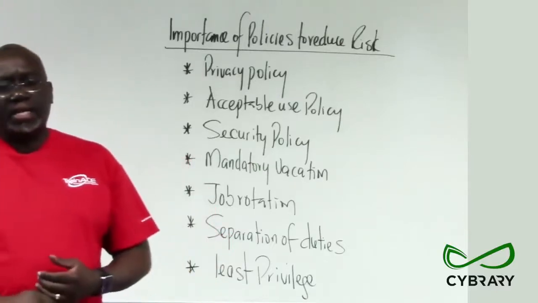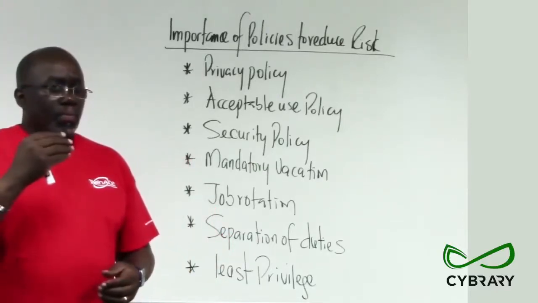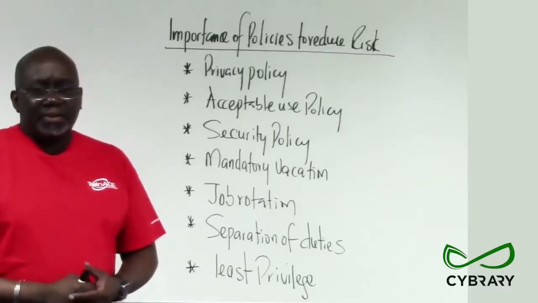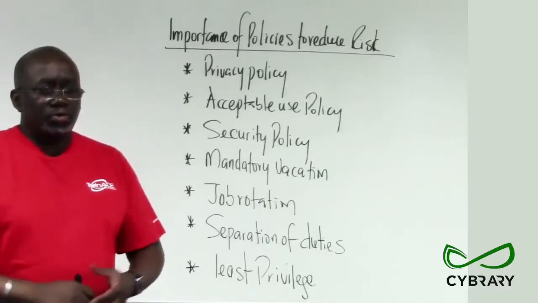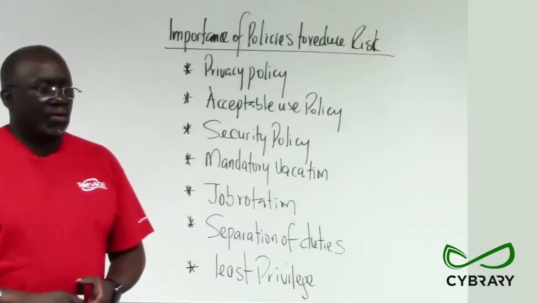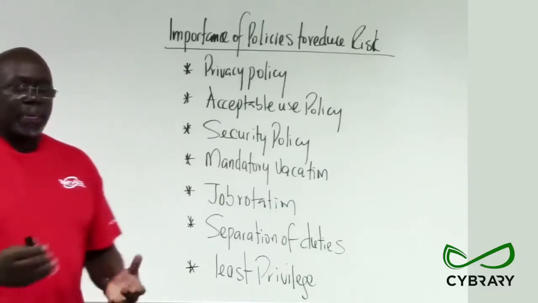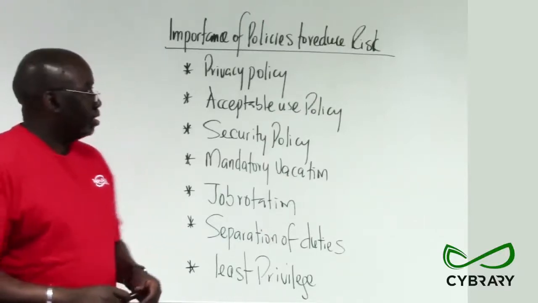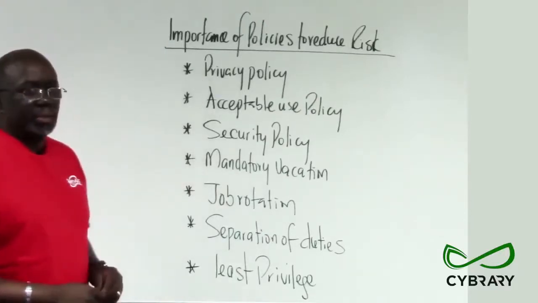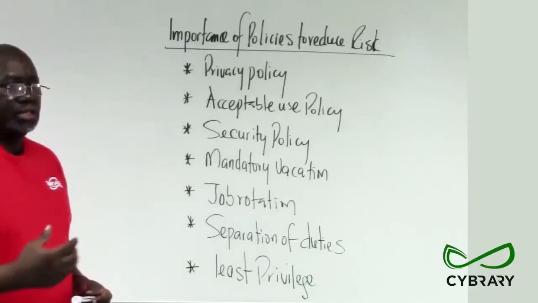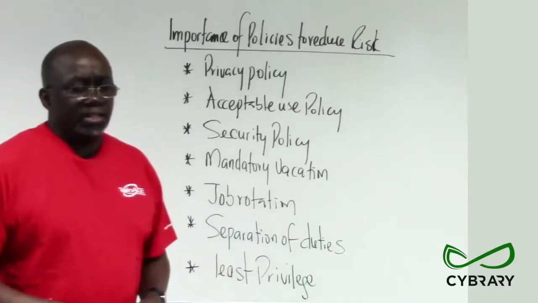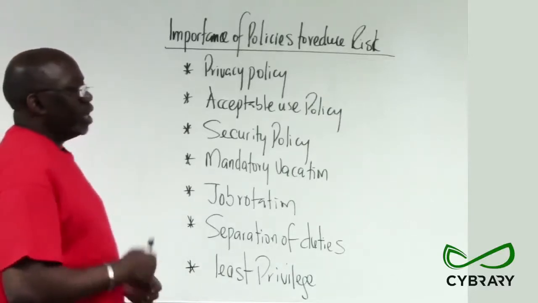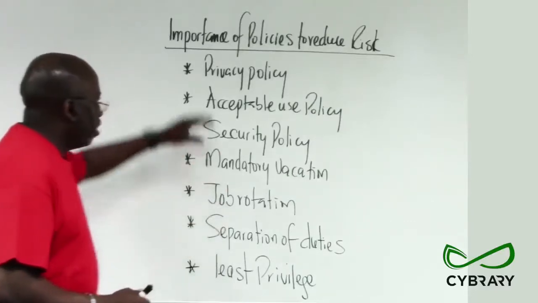PCI DSS dictates standards to be followed if we collect credit card information: how to store and how to safeguard that data on our networks. HIPAA regulations protect health records. These are all privacy policies to reduce the risk of unauthorized disclosure of information. That risk will be reduced if you follow best practices for privacy.